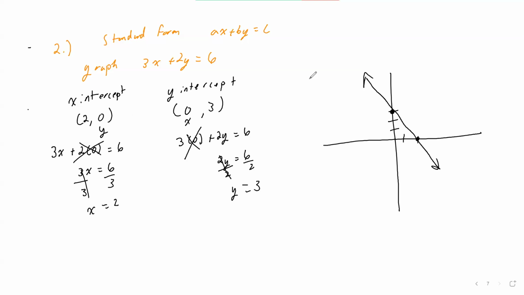So intercept means where it crosses what we call the y-axis and the x-axis. So on the y-intercept, I now know x is 0, versus on the x-intercept, it was y that was 0.